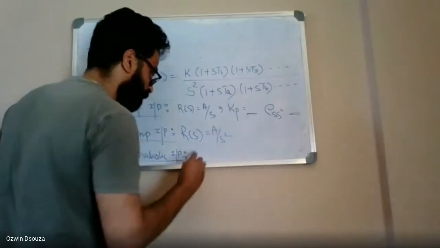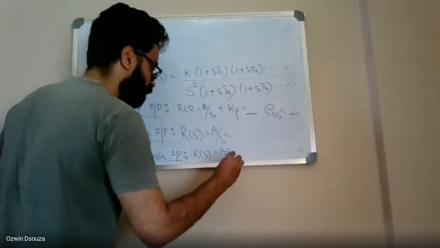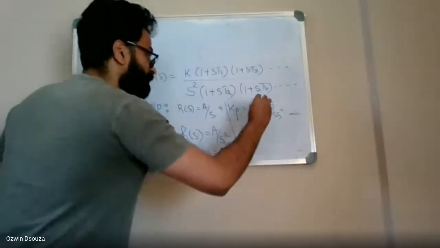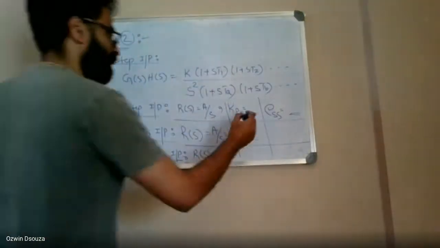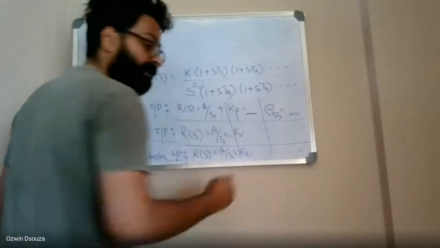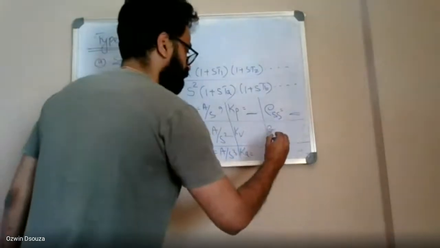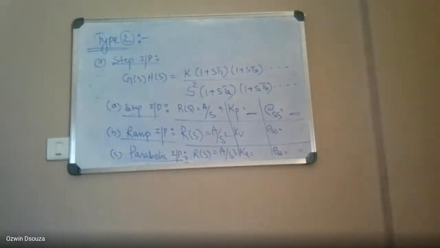A by S squared. And for parabolic input, it is A by S cubed. So just tell me these values. Okay, KP. Here you have KV. And here you have KA. Similarly, E double S for these. Okay, do it.